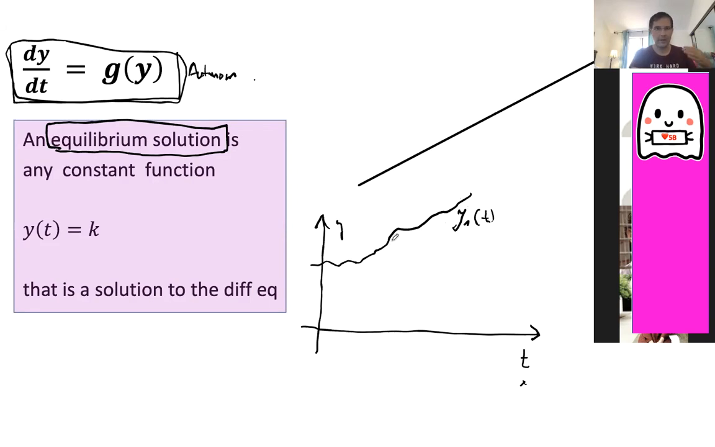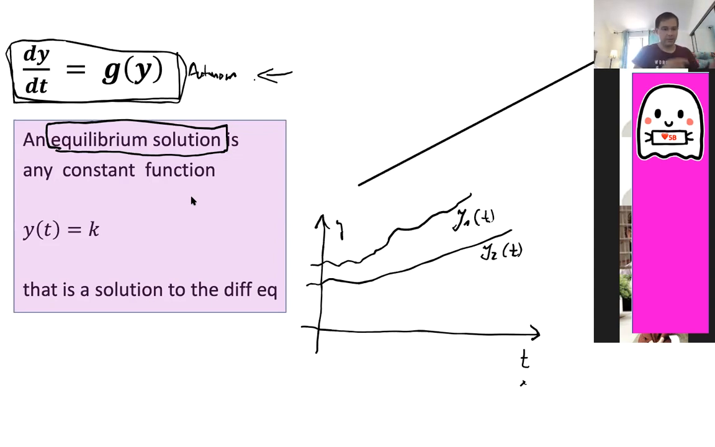Is this function an equilibrium solution? No, because it doesn't look like a constant function. Maybe here's another function, something like that, and this is y2 of t. Let's say this function is a solution to this differential equation. But again, this function is not an equilibrium solution because it doesn't look like a constant function.